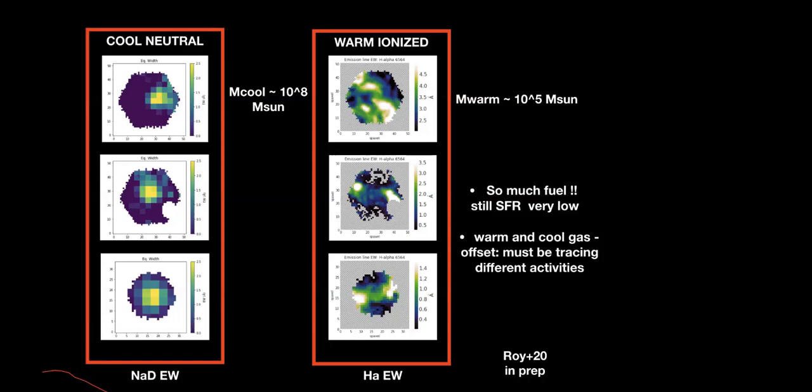So what does this tell you? This tells you that they must be tracing different activities in galaxies. And we already know what the warm ionized gas is doing. We just proved that these are winds or ionized gas outflows. But we don't know what this component is doing. So in order to understand that, we again have to look into the velocity and the kinematics of these galaxies.